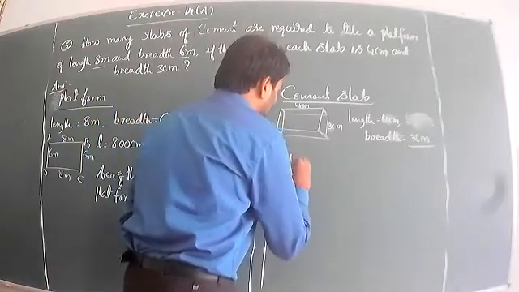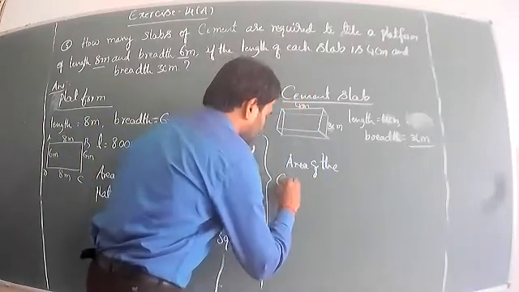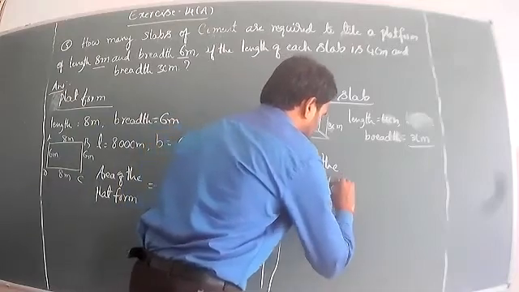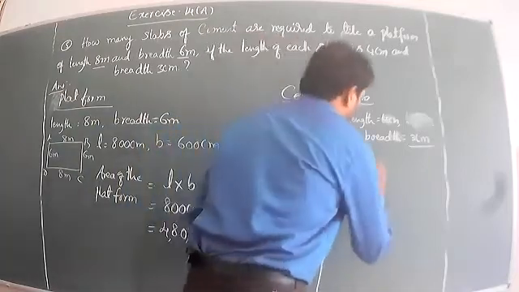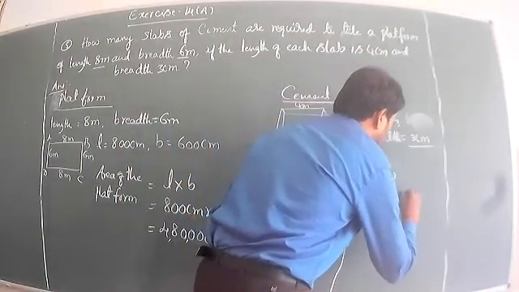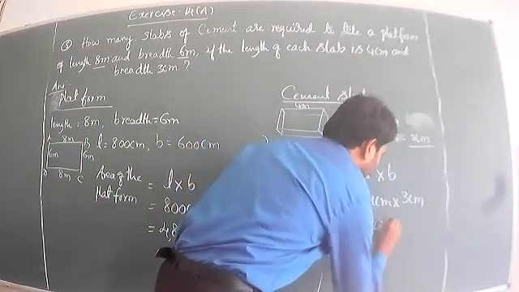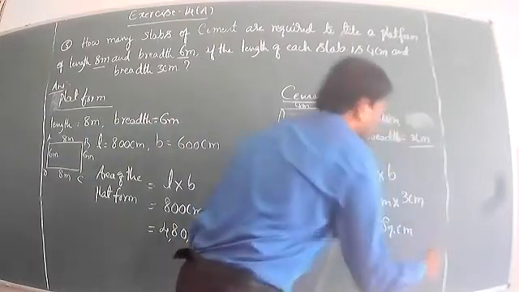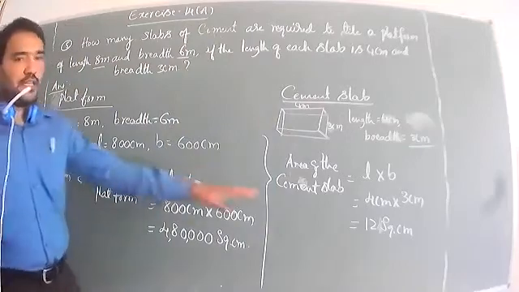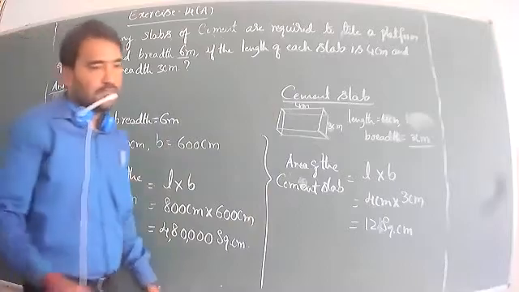Then we find the area of the cement slab. The area of the cement slab equals L into B. L is 4 centimeter, breadth is 3 centimeter, so 12 square centimeter. Okay, so we have got both areas. Then what we do in the next step is find the answer.